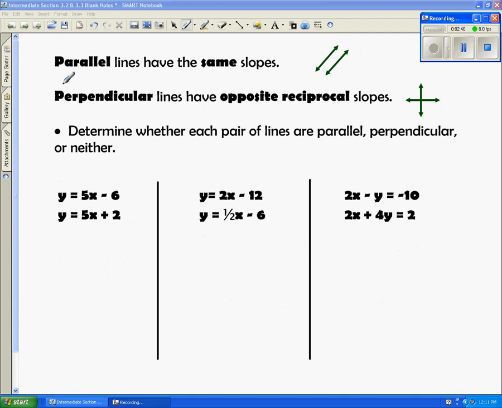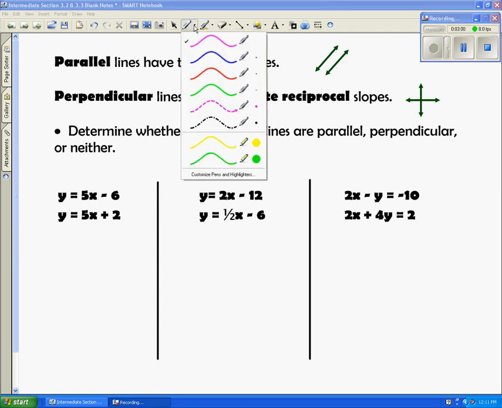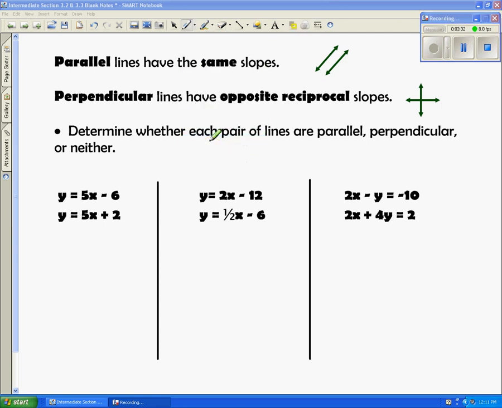Next, parallel lines have the same slope, and they look like this. Perpendicular lines have opposite reciprocal slopes, and they have that graph. Determine whether each pair of lines is parallel, perpendicular, or neither. To do that, all we need to look at is the slope. We compare the slopes of the given equations.